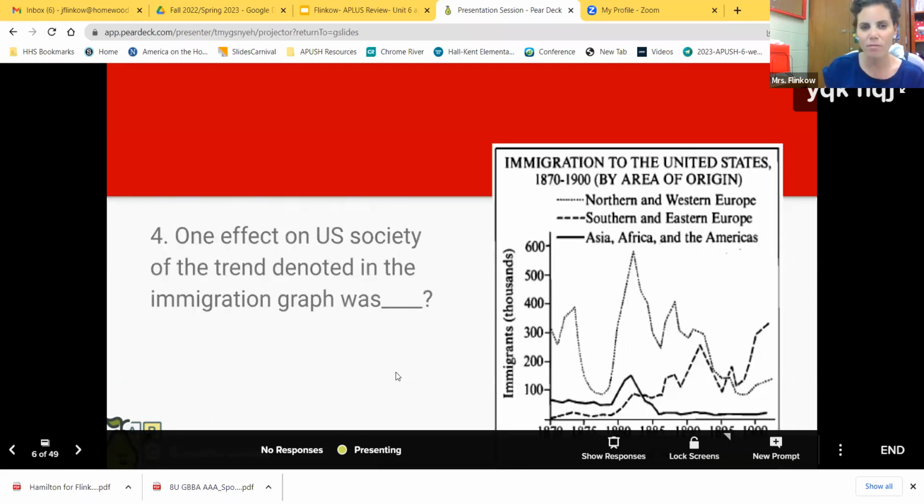All right, same graph, different question. What is one effect on U.S. society of the trend denoted in the immigration graph?